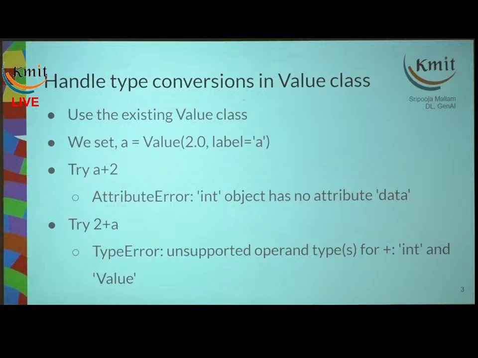So you're saying, where is this error coming from? Which class is throwing the error? Attribute error for a plus 2, it's being thrown by value class. And what about 2 plus a? Integer. So why do you think this is happening?